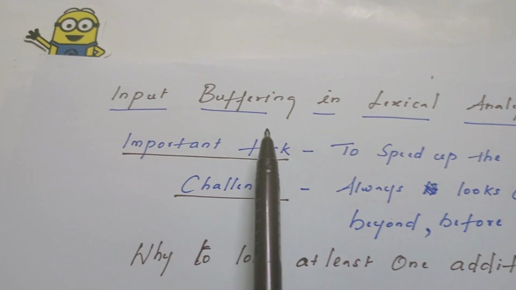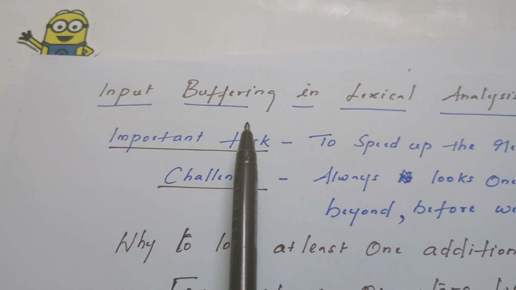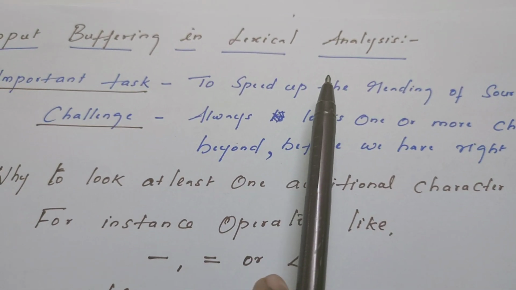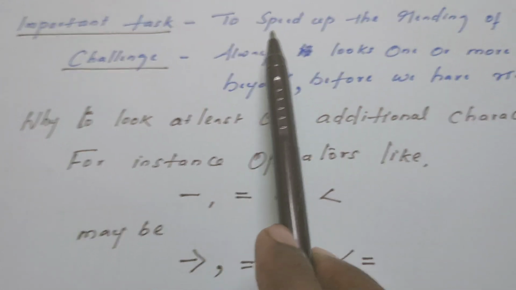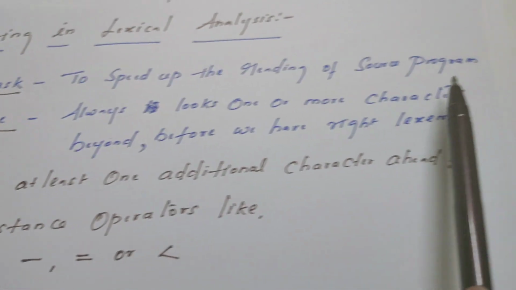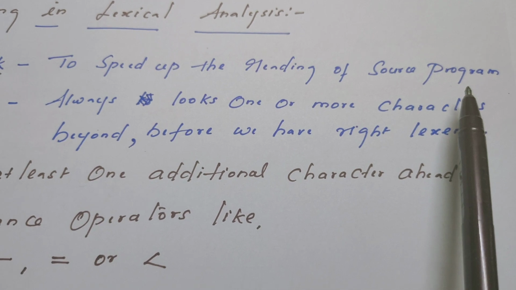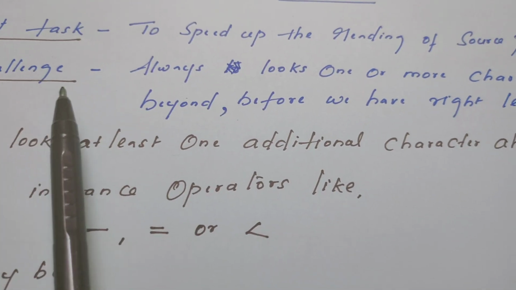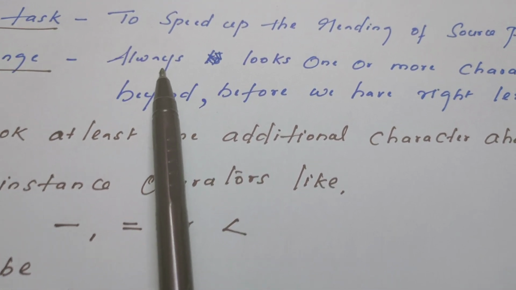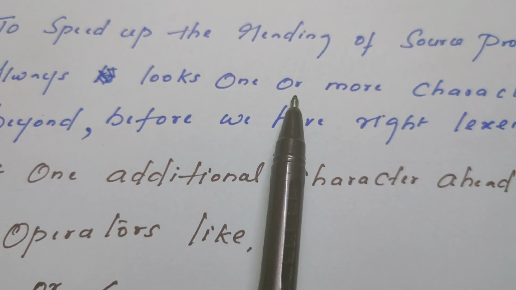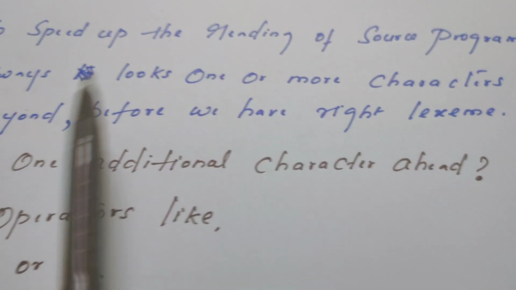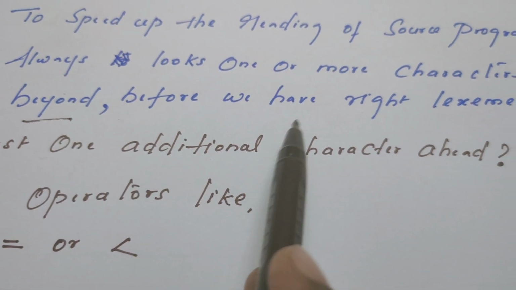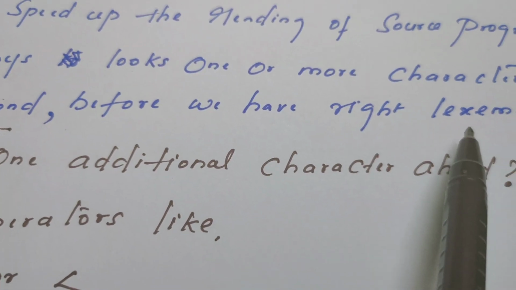A program is stored, and the program needs to be buffered in a temporary memory space when the lexical analyzer is reading it. So the objective here is to speed up the reading of the source program by the lexical analyzer. That is the objective, right? But what is the challenge we face? The challenge is that the lexical analyzer always looks one or more characters beyond while reading the source program, before it understands the right lexeme.